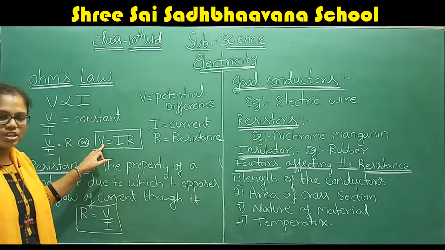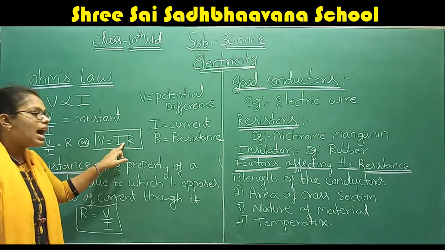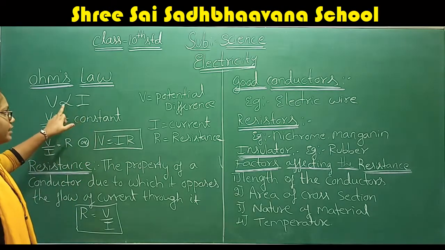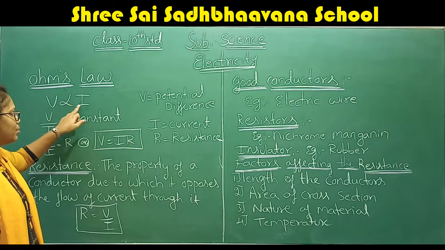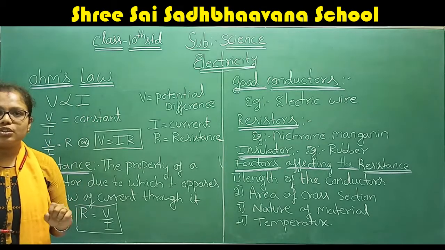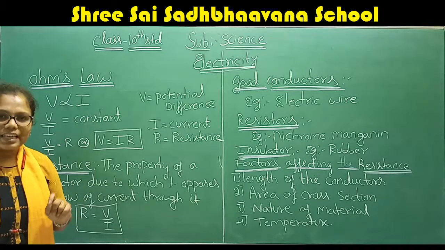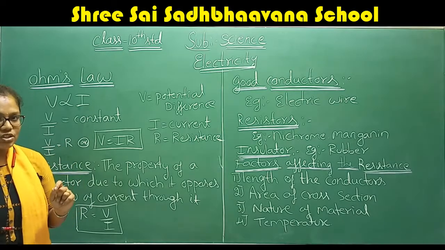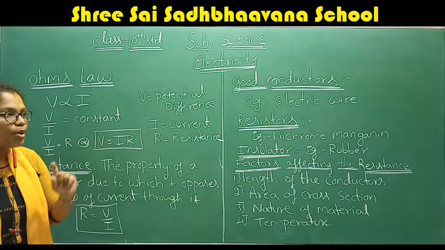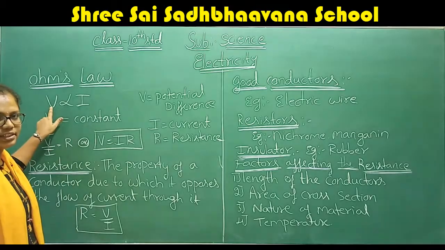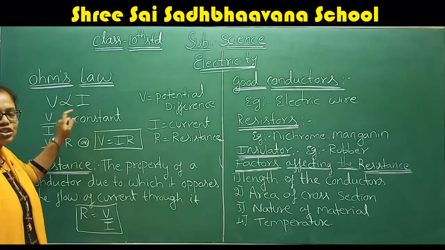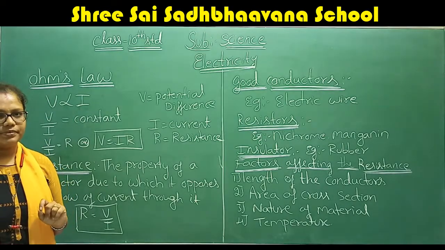Therefore, what is the formula to find the potential difference? V is equal to I R. But what is the expression for Ohm's law? You want to write this expression: V is directly proportional to I. What does it indicate? It states that at constant temperature, the flow of electric current in a conductor is directly proportional to the potential difference. This is the definition of Ohm's law, and also the equation for Ohm's law.